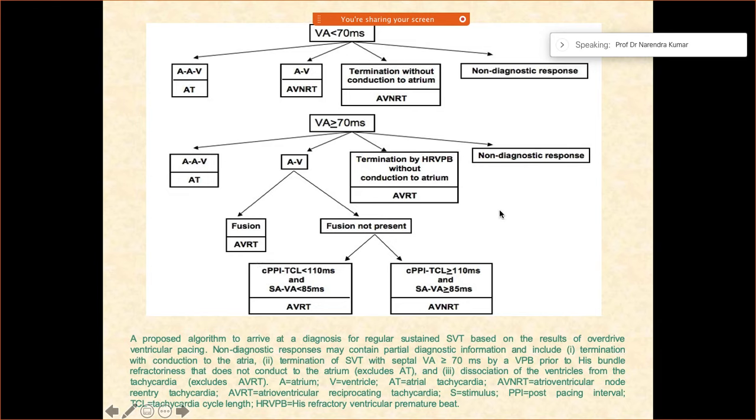When you give a His-refractory VPB and you notice the tachycardia terminates without even conducting to the atrium, then definitely again it is AVRT. Similarly, if you are getting fusion, AVRT will be predominant, and when you do RV entrainment and do not see any fusion, that points away from it. These are two important things you should never forget.